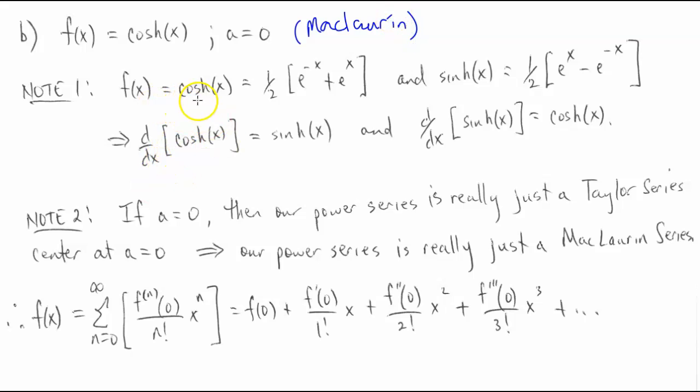The other thing that we have to remember is that cosine hyperbolic of x is just a shorthand notation for taking the e to the minus x and e to the x functions, adding them, and then dividing by 2. And of course, sine hyperbolic, which we're going to need to know, is the difference between e to the x and e to the minus x, all divided by 2. We lastly note that the derivative of cosine hyperbolic is sine hyperbolic, and vice versa. The derivative of sine hyperbolic is cosine hyperbolic.